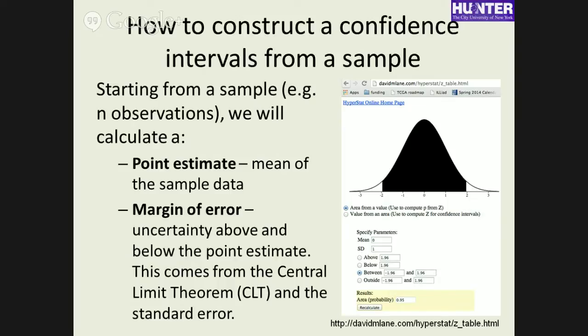The confidence interval comes from the point estimate, which will be the sample mean, and a so-called margin of error, which is the uncertainty above and below the point estimate. It's not quite the same as the standard error, but it's related to it, and we'll get to that.